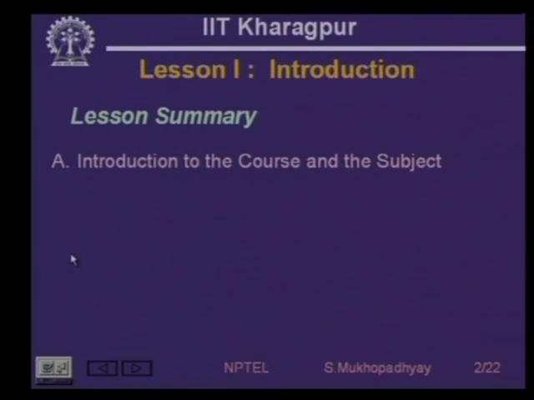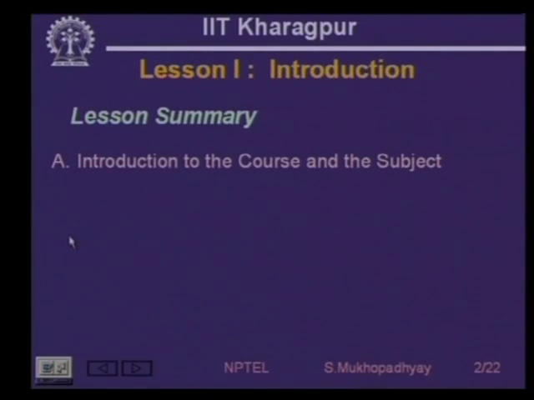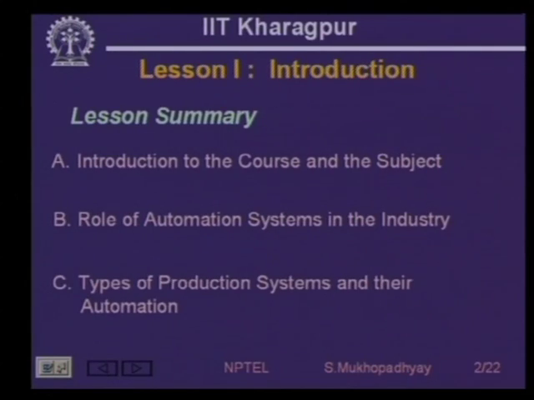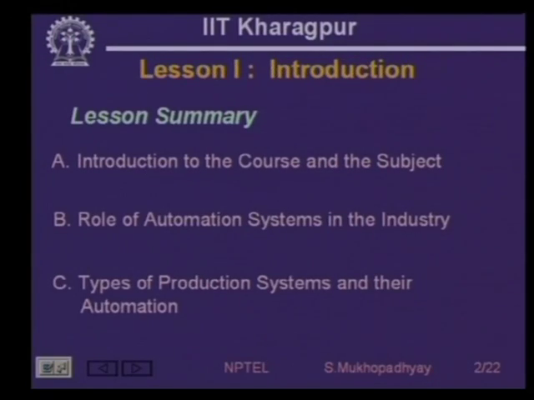So, first of all we are going to have an introduction to the course and the subject. Having done that, we shall examine the role of automation systems in the industry, what it does to a factory, why it is considered so good, why it is found so widely existing in all types of factories, how it can generate money, and then we will look at the various types of factories and the various types of automation systems which are suitable to these respective types of factories. So, that is what we are going to do in this lesson, broadly speaking.